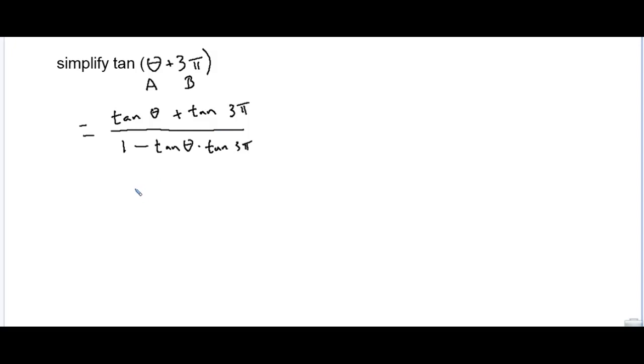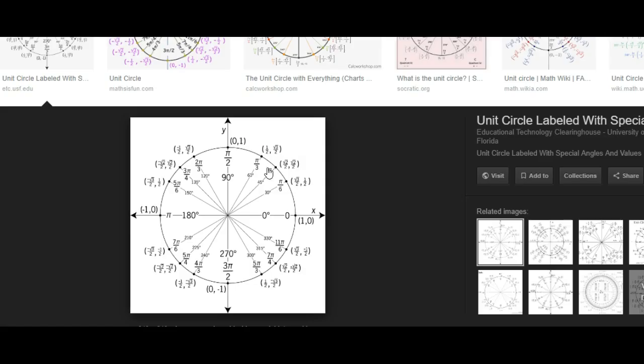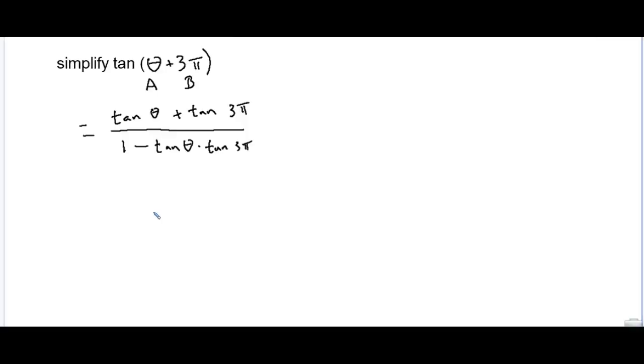Can we simplify it? Well, of course we can. Tangent 3 pi, remember, 3 pi is just 1 pi, 2 pi, 3 pi. That's over here, and it's always sine over cosine. So 0 divided by -1 is going to be 0. So tangent of 3 pi is just 0.